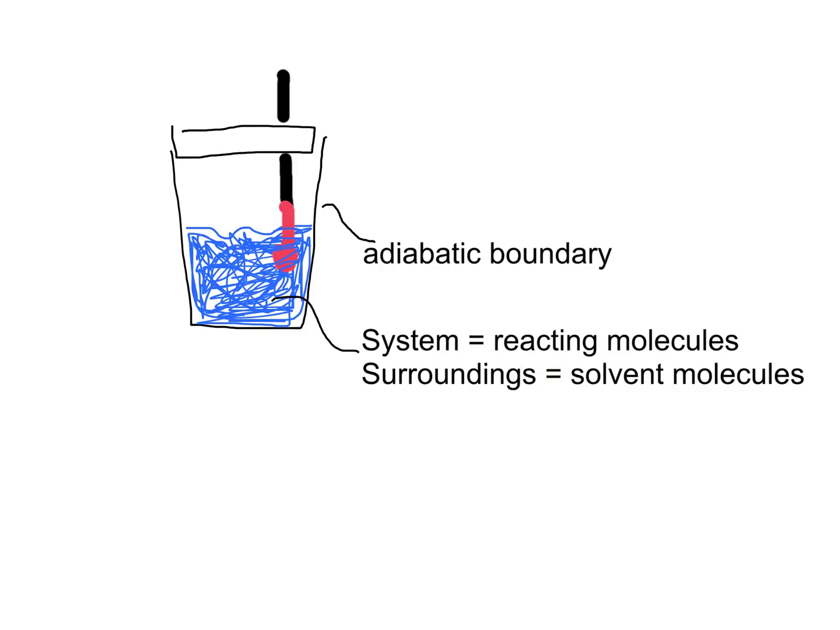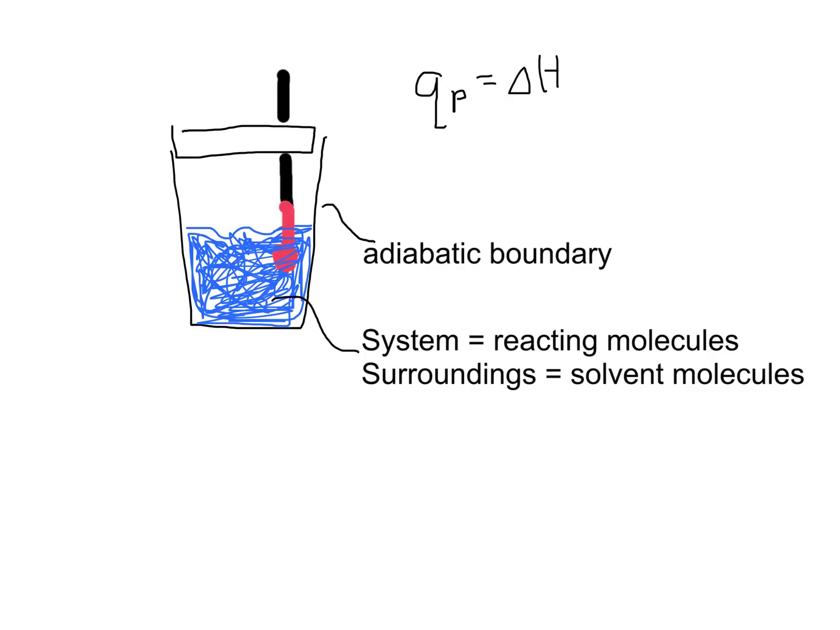We typically perform these experiments at constant pressure, so we have a loosely fitting lid, which allows atmospheric pressure to equalize between the outside and the inside of the coffee cup calorimeter. Recall that when we do this experiment at constant pressure, the heat evolved is equal to delta H for the system. When the reacting molecules, or our system, undergo reaction, they will either give off energy or require energy for that reaction to occur.